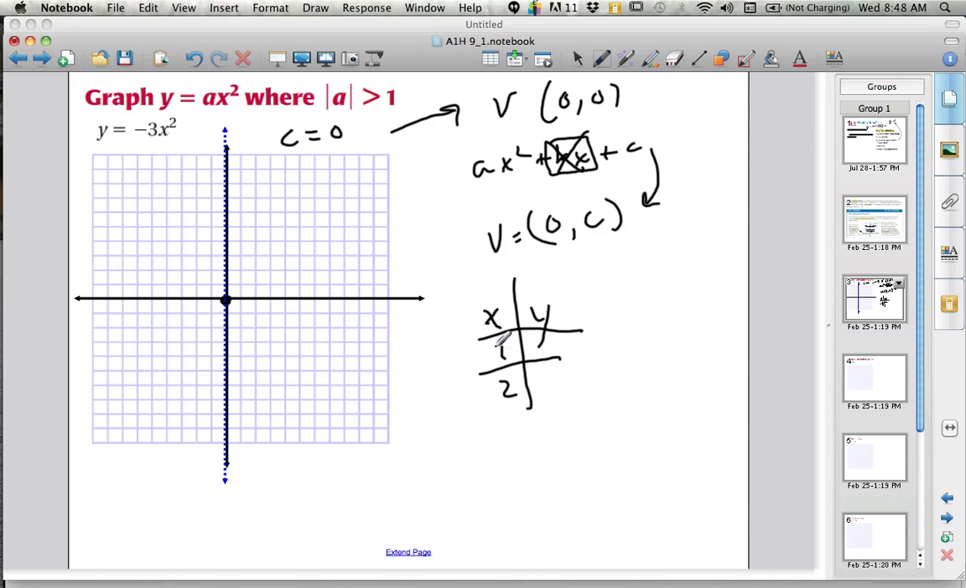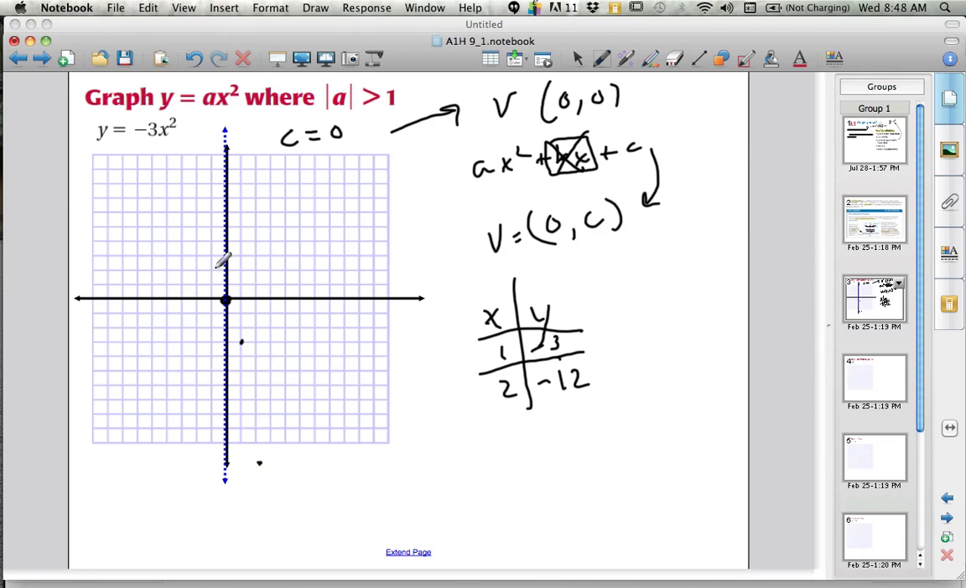So if I pick 1 and 2 as inputs, I can plug them in. 1 squared is 1 times -3 is -3. 2 squared is 4 times -3 is -12. And you see that these values become large very quickly. That's a characteristic of the quadratic function. So you don't want to go too far from the vertex when you're graphing. So I'm going to plot these points, 1, -3, and 2, -12 would be way down here.